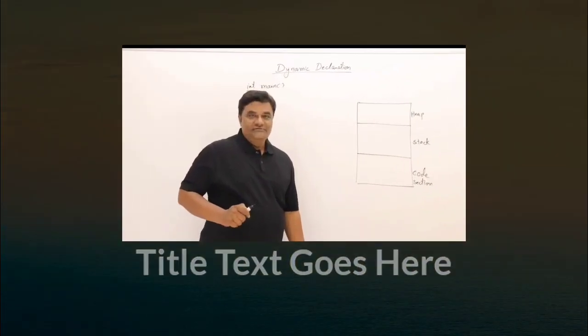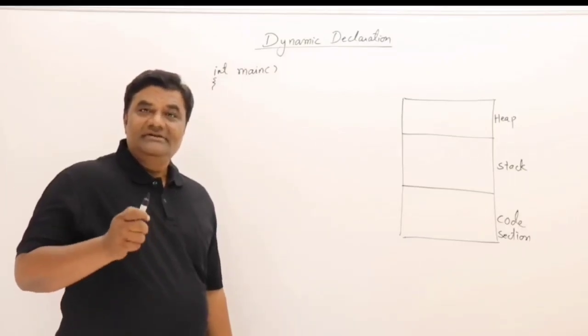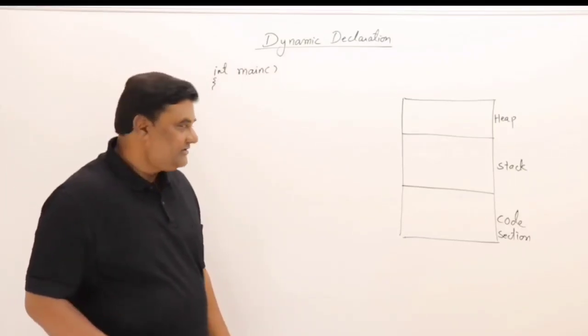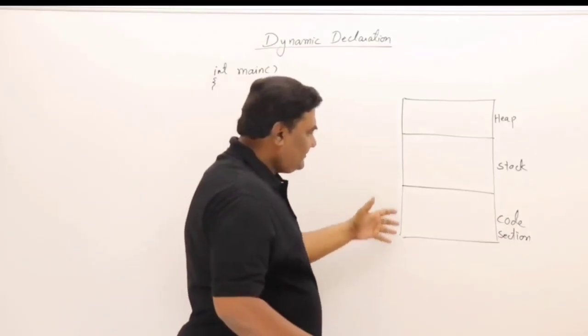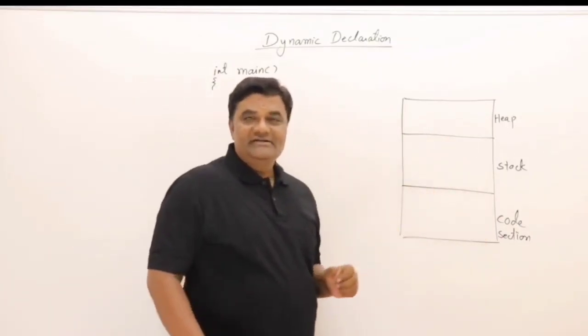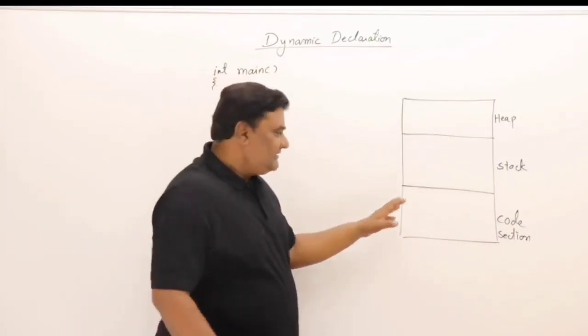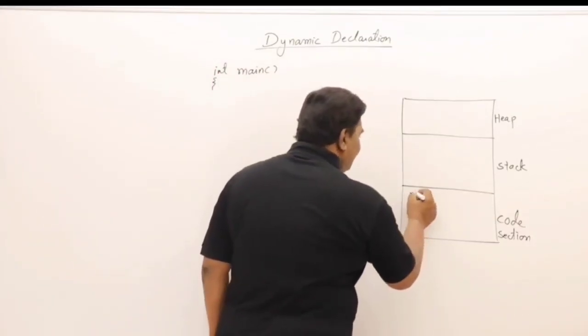Also, dynamic declaration of the variables. Let us understand what is the benefit of allowing dynamic declaration. See, we know how the memory looks like. The memory will be divided into three sections and used by the program. This is the place where the program itself resides.